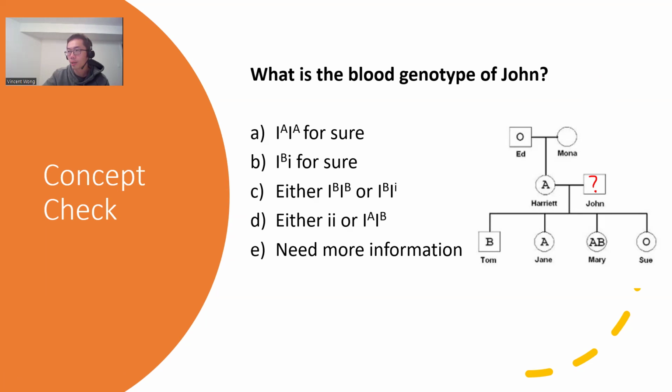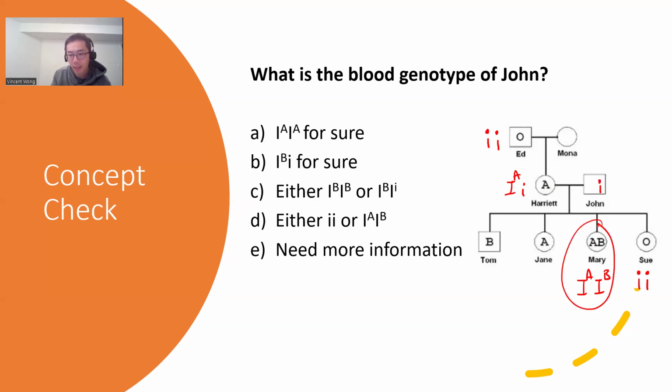All right, maybe we'll talk about this one. Same story. We start with people that are either type O or type AB. Those are the easiest to work with because there's only one possible genotype for them. So John and Harriet are the parents of all these people. Sue is little i, little i. That means one little i must have come from Harriet, and the other must have come from John.